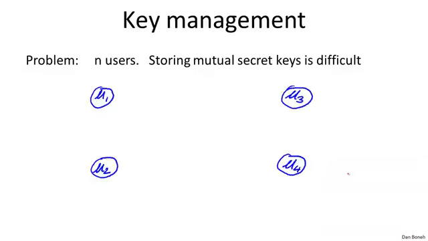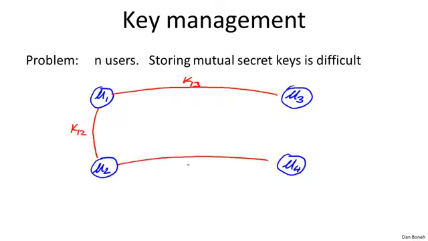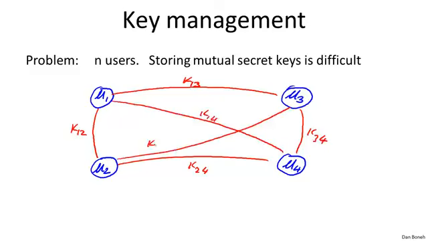So for example, let's assume n equals 4 and there are 4 users in the world. One option is that basically every pair of users will share a shared secret key. So for example, U1 and U3 will share a shared secret key. I'll call it K13. U1 and U2 will share a shared secret key. We'll call it K12, and so on and so forth. K24, K34, and so on and so forth. K14, and finally K23.